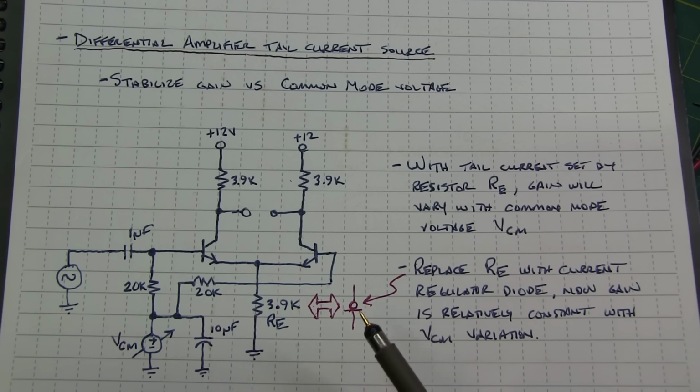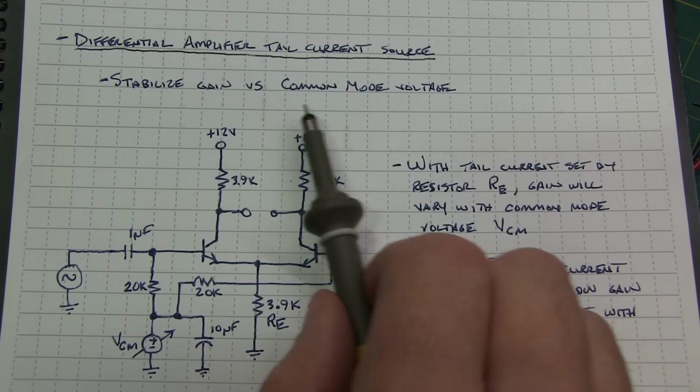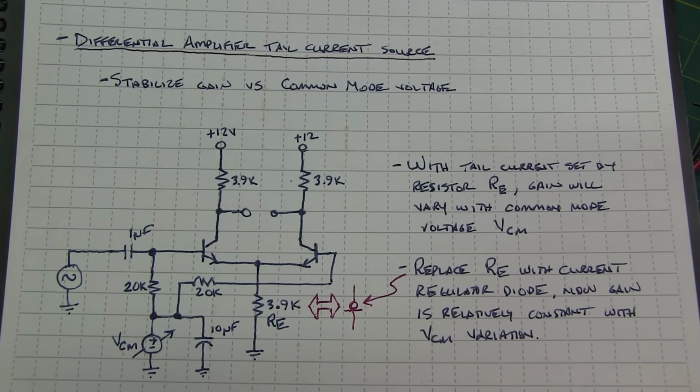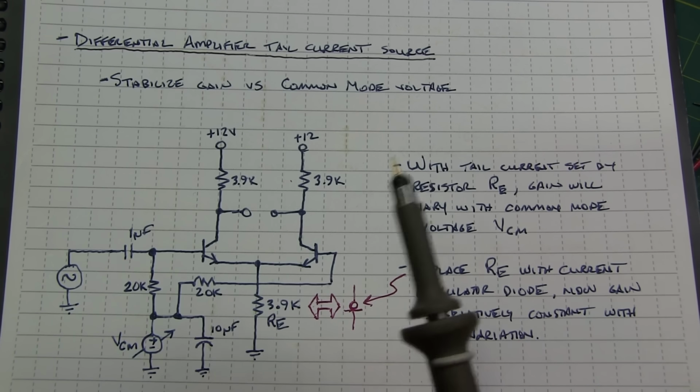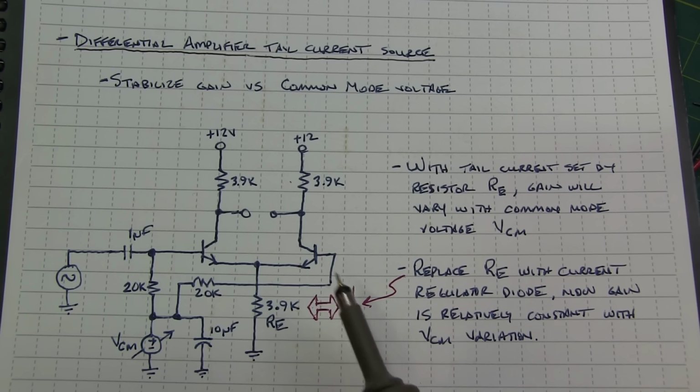In our final example, we'll show how a current source can help stabilize the gain of a differential amplifier with respect to the common mode voltage at the inputs. Now here's our test circuit. We've got a pair of NPN transistors. The type doesn't really matter. I think I'm using 2N3904s here.